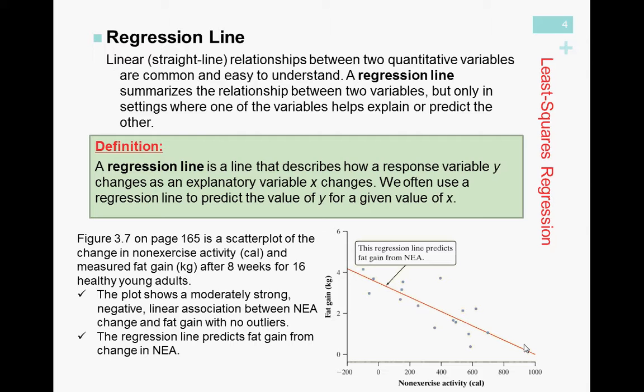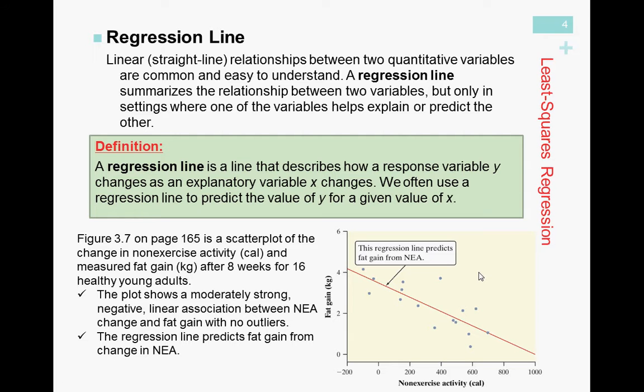So if you want to look at page 165, or you can see it here, there's a scatter plot of the change in non-exercise activity and measured fat gain after 8 weeks for 16 healthy young adults. As you look at the scatter plot, it shows a moderately strong negative linear association between NEA change and fat gain with no outliers. Though truthfully, as I look at it, I don't know if you can see where my mouse is, that one looks like a possible outlier to me. It's just the farthest away, but there's certainly nothing that's extremely far out there.